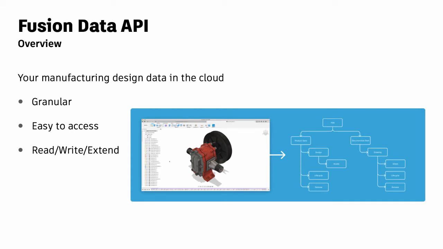The Fusion Data API provides manufacturing design data in the cloud with granular and easy access. Currently, it only enables read access to data, but we are working on letting you modify existing data and also extend it with your own custom data.